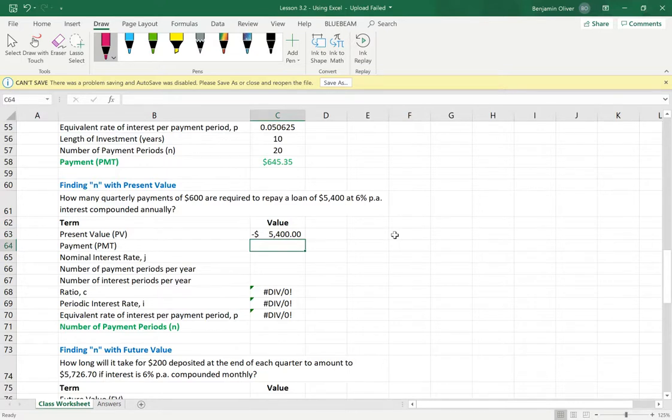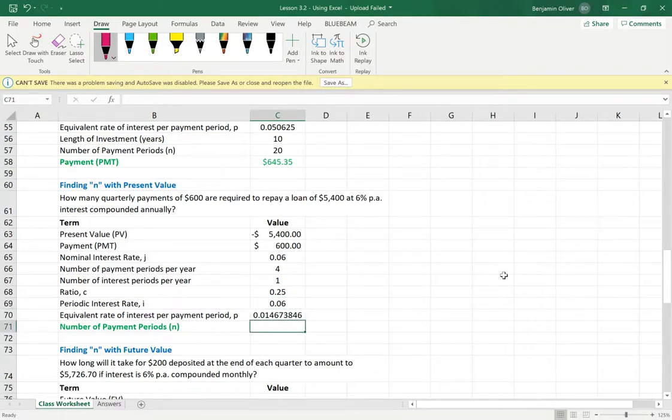Our payments are $600, again, provided in the question. Our interest rate is 6% per annum, right? 0.06. And our number of payment periods per year, it says quarterly payments of $600, meaning 4 payments per year. And our interest is compounded annually, meaning that our interest periods per year is just 1. Right? Just like in the past, our ratio, periodic interest rate, and equivalent rate of interest are calculated automatically. As long as you type the exact same formula that we did at the start into each of these cells. Okay?